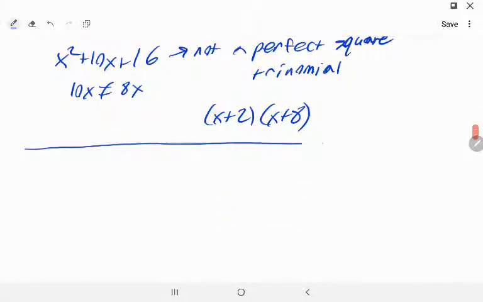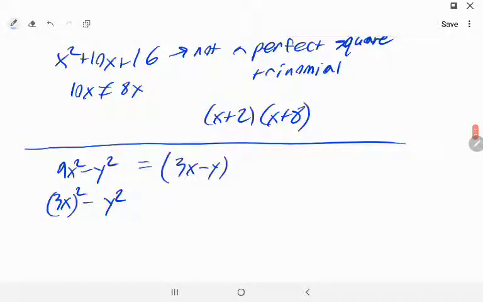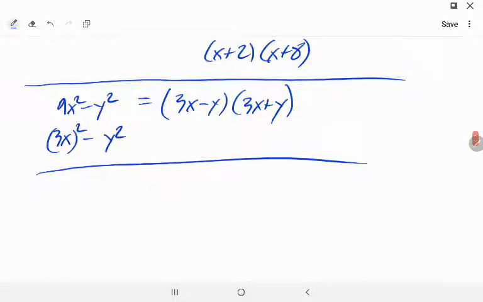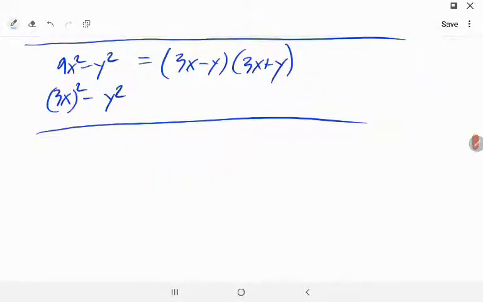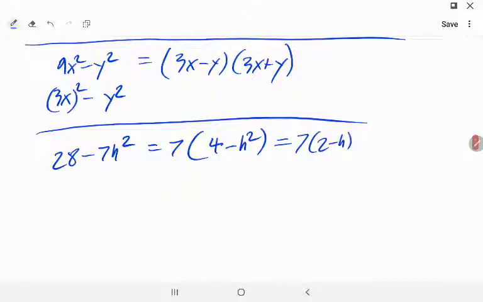So let's try a few examples. If we look at 9x squared minus y squared, that's an easy one. That's going to be 3x quantity squared minus y squared, and so we know that has to be 3x minus y times the quantity 3x plus y. If we looked at 28 minus 7h squared, that's a fun one. This is not a difference of squares, but if we factor out a 7, we get 4 minus h squared, and that becomes 7 times the quantity 2 minus h times the quantity 2 plus h. Once we do the initial factorization, we get a difference of squares.